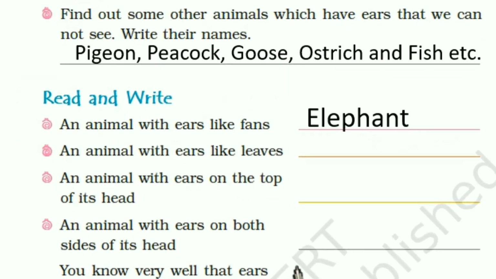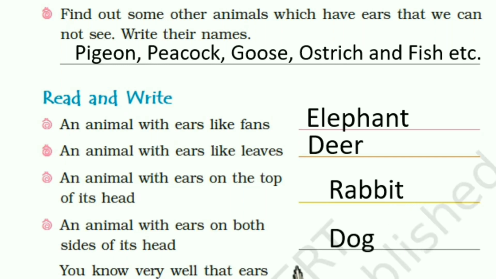Read and write. An animal whose ears are like a fan is the elephant. An animal whose ears are like leaves. Name the animal. What is it? It's deer. An animal with ears on the top of its head. Name the animal. It's, tell me, rabbit. An animal with ears on both the sides of its head. What is it? It's dog. So in the blanks we can write dog.